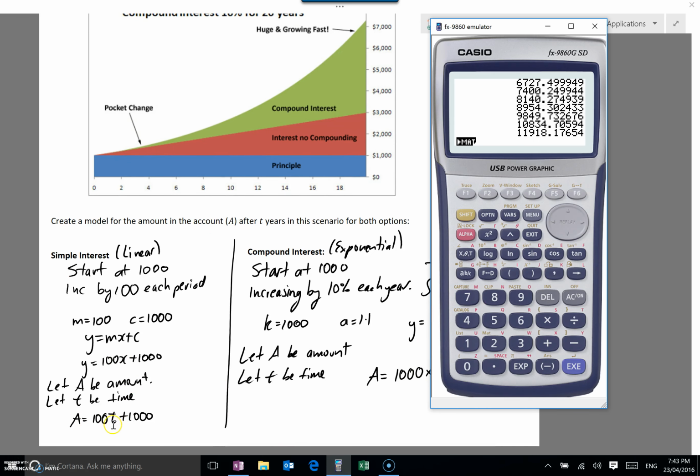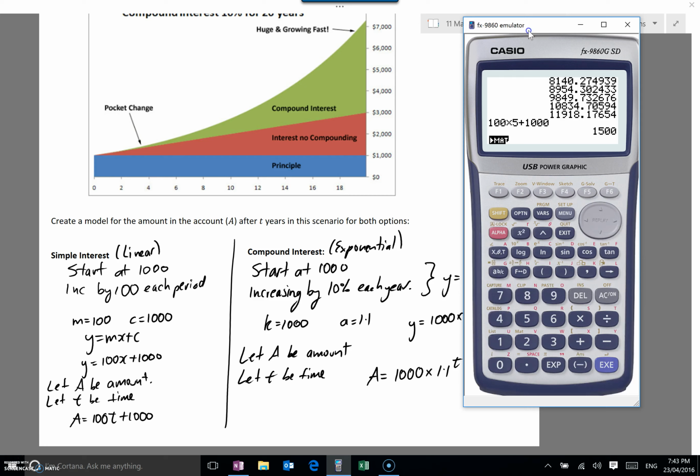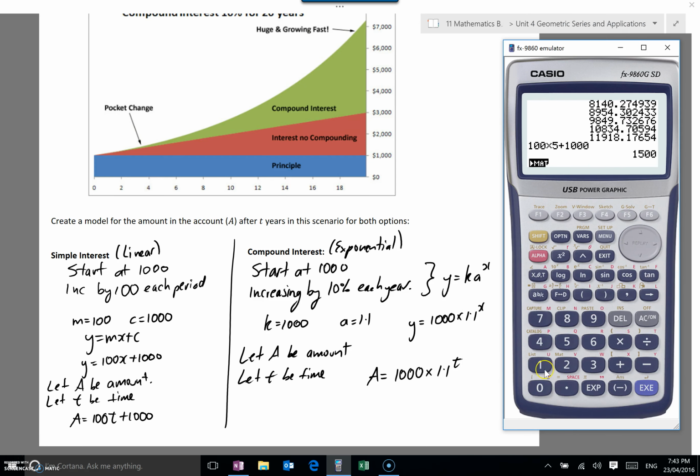So for the linear model, I'll sub 5 in there. 100 times 5 plus 1,000. I get 1,500 like I should have. And for the exponential model, it'll be 1,000 times 1.1 to the power 5. Get $1610.51, exactly as I should.